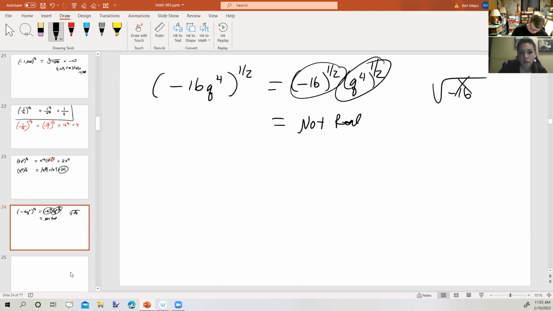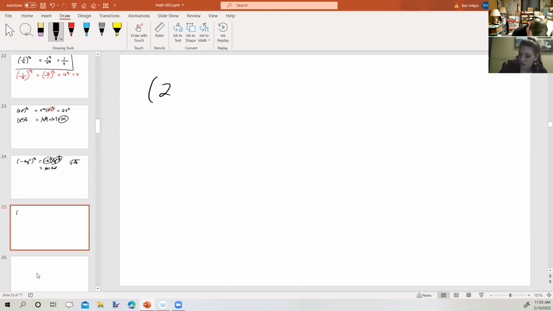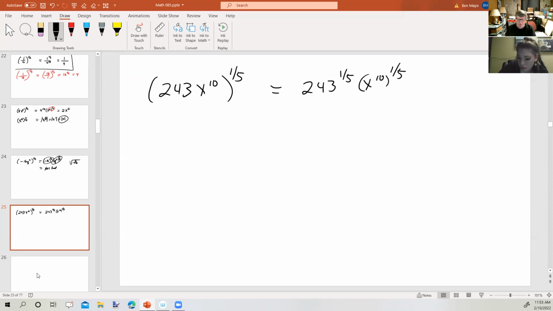Let's see here. How about this one? 243x to the 10th power, all to the 1/5 power. So that would be 243 to the 1/5 power, x to the 10th to the 1/5 power. Well, I could do that on my calculator: 243 to the parentheses 1 divided by 5 power. And I get 3, x to the what? 10/5, which is x squared. Since x is being squared, I don't need an absolute value bar.